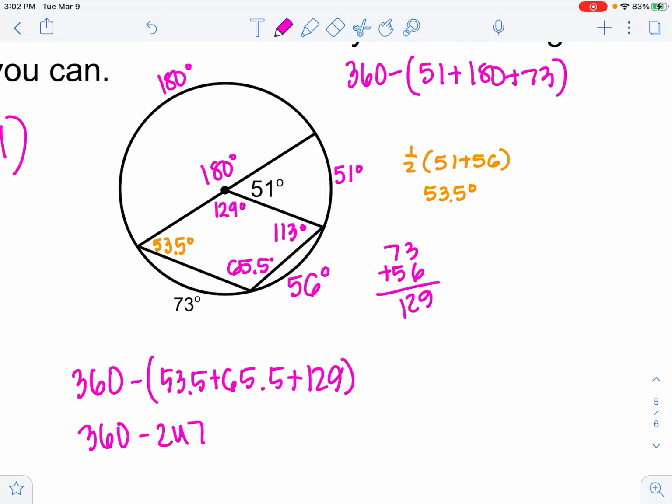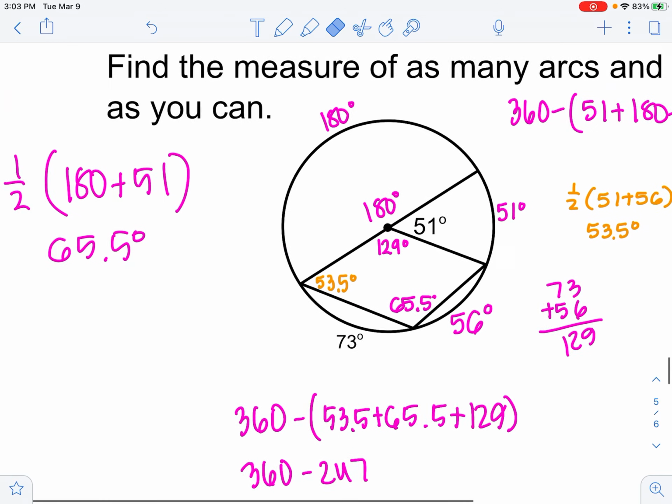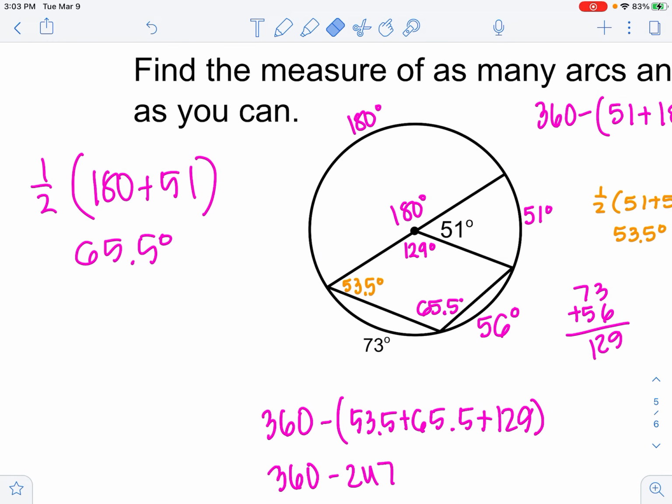All right. So I feel like I added 180 plus 51 wrong. I did. So let me fix this. This is not 113, or maybe it is. Hold on. 180 plus 51 is 231, and then divided by 2. That's not right. That's why. Okay, so I need to fix my 65.5. I looked at it and it didn't make sense. It didn't look great to me.